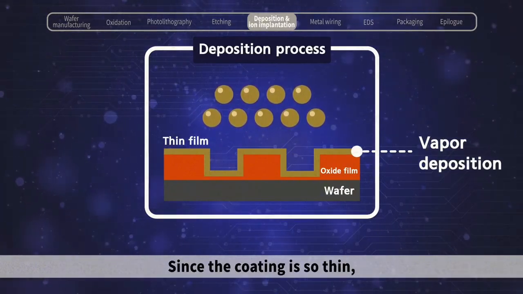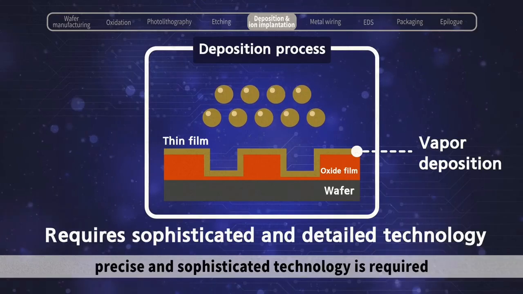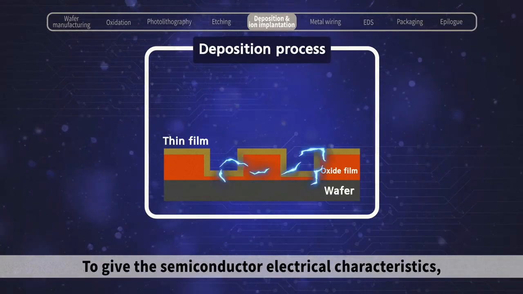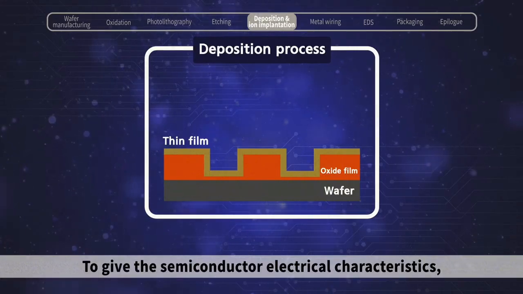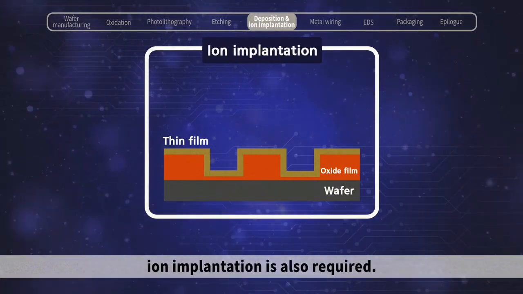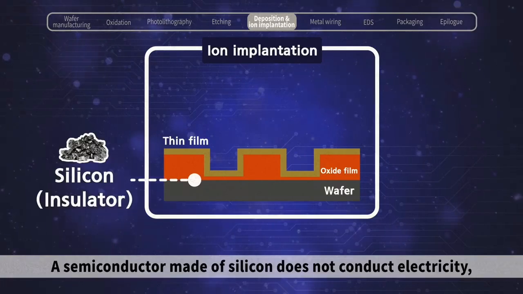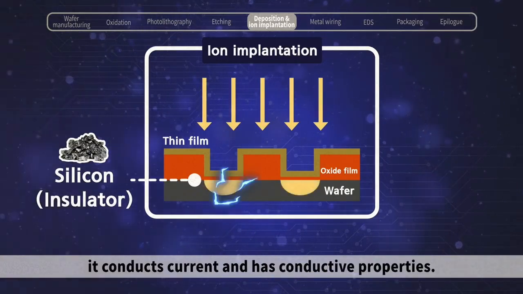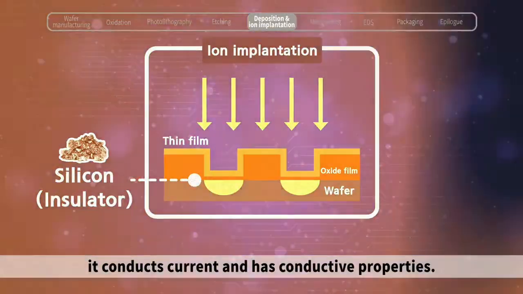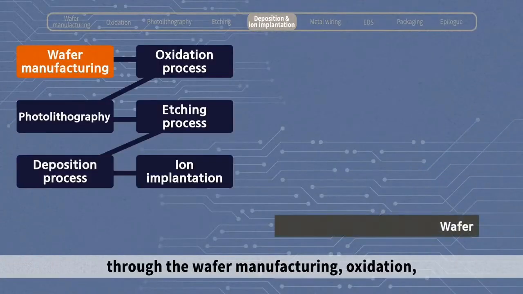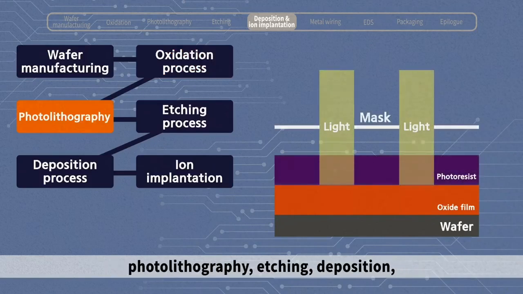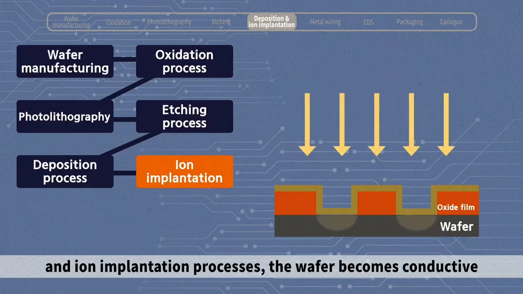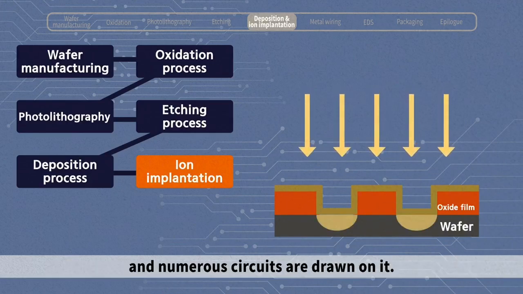Since the coating is so thin, precise and sophisticated technology is required to uniformly apply the thin film on a wafer. To give the semiconductor electrical characteristics, ion implantation is also required. A semiconductor made of silicon does not conduct electricity, but adding impurities, it conducts current and has conductive properties. In summary, through the wafer manufacturing, oxidation, photolithography, etching, deposition, and ion implantation processes, the wafer becomes conductive and numerous circuits are drawn on it.